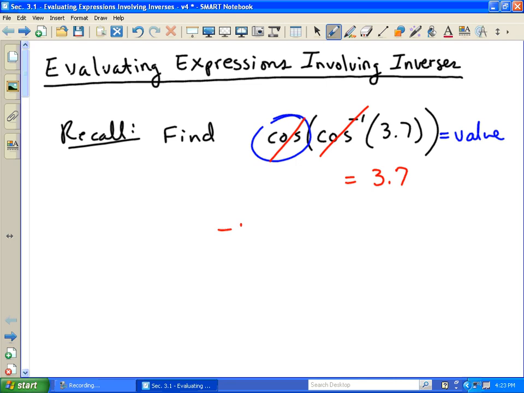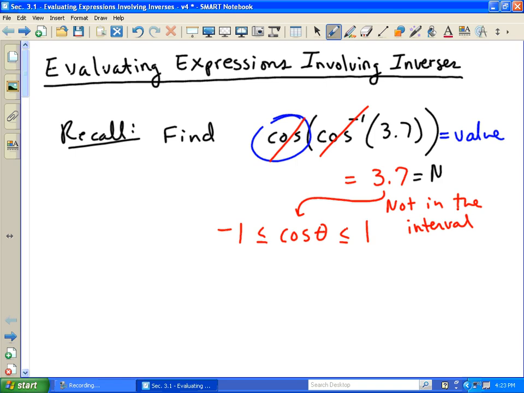Well, no, it's not, because we know that cosine of theta has got to lie between 1 and negative 1, and 3.7 is not in this interval. And so in this particular case, what you want to do is just write down that there's no solution.